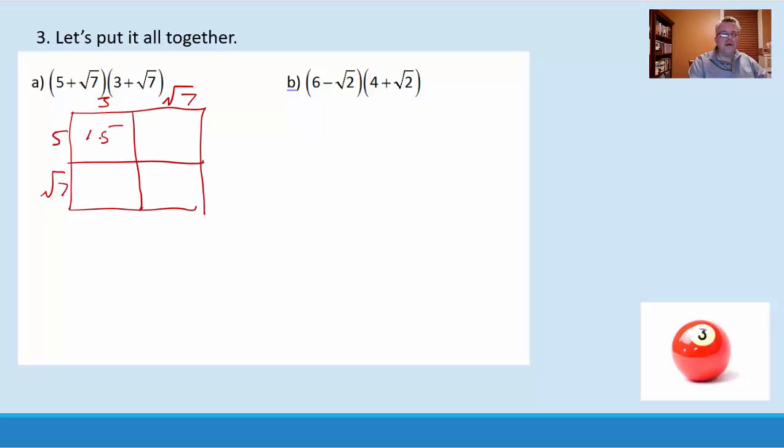5 times 3 is 15. Here I have 5 times square root of 7. I just have to write it like that. This is square root of 7 times 3. We'll always put the whole number in front.